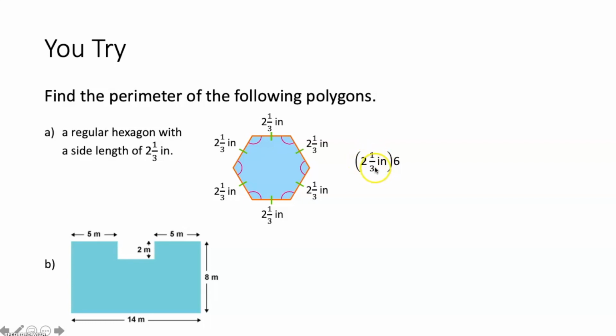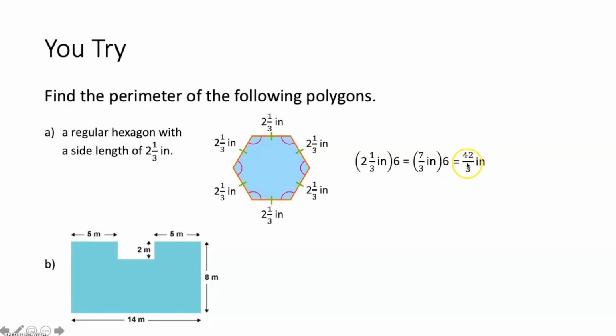Well, 2 1/3 I need to put as an improper fraction. So 2 1/3 is the same as 2 times 3, which is 6, plus 1, which is 7. So that's the same as 7/3 inches, which I can then now multiply the 6 and the 7/3, because 6 is the same as 6 over 1. So I multiply the numerators together and denominators together. What's 6 times 7? That's 42. And 1 times 3 is 3. So I get 42 over 3 inches.